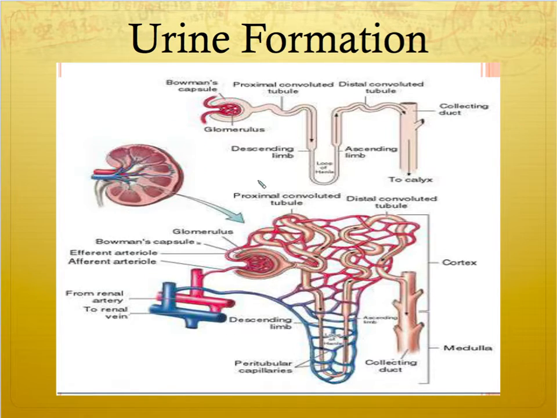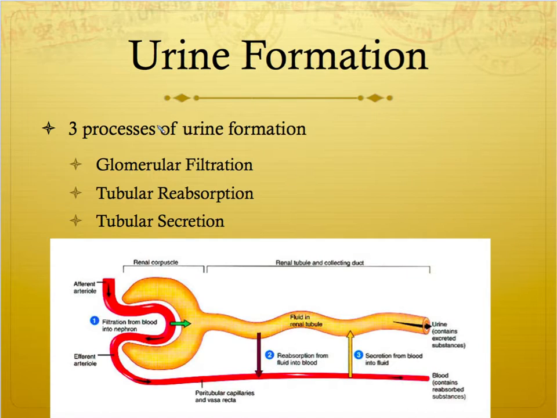Okay, so this is the whole process. It comes into your glomerulus in this Bowman's capsule. It then goes through your proximal convoluted tubule, down into your loop of Henle or your nephron loop, back into your distal convoluted tubule, and then finally out through your collecting duct for urine to be collected at the calyces. Okay, and so this is how urine is produced. So there's three parts to this. The first is glomerular filtration, the second is tubular reabsorption, and the last is tubular secretion.